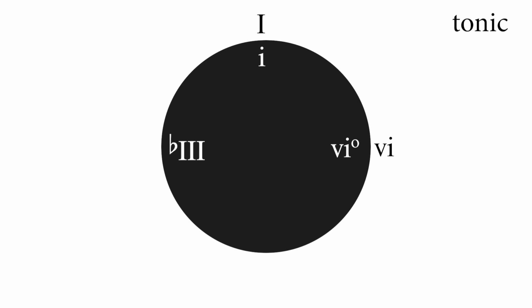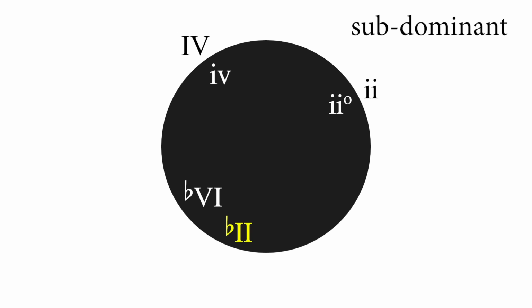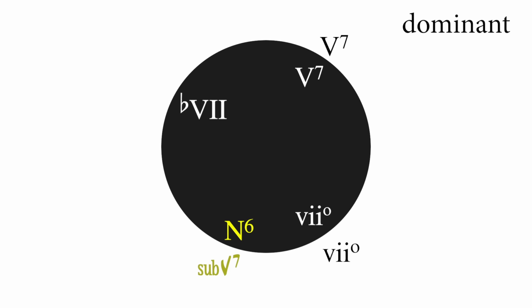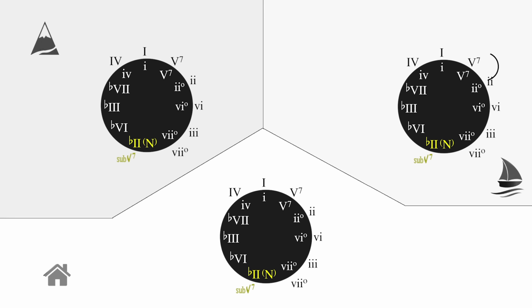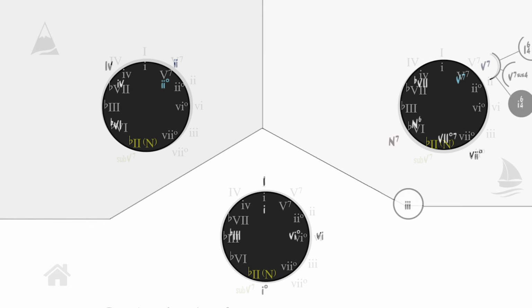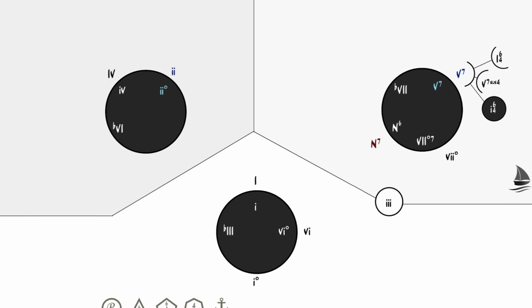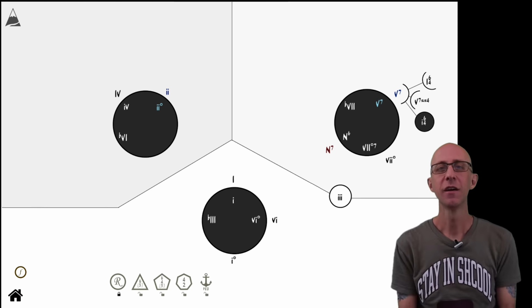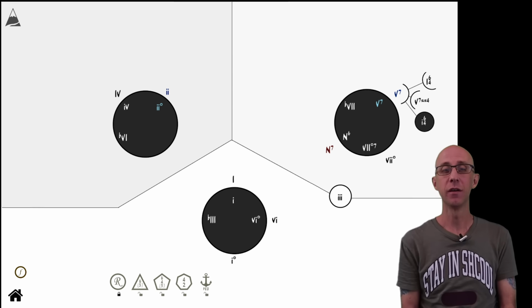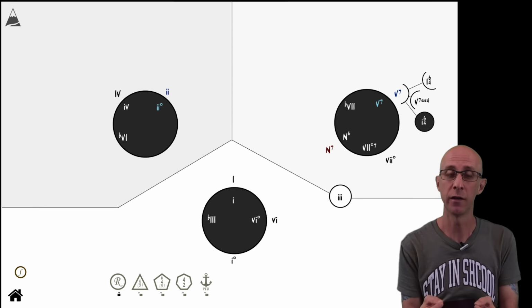So these are the chords in the tonic region. Here are the ones in the subdominant region. And here are the dominants. Now we can take our original circle and split it into 3. One circle in each region that shows only the functions that belong to that specific region. And that's what mapping tonal harmony is all about. This is the basic map in the Composer's Guide to Tonality.